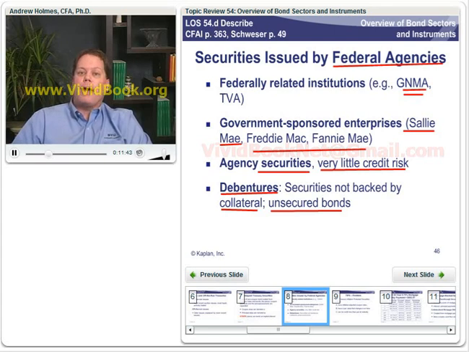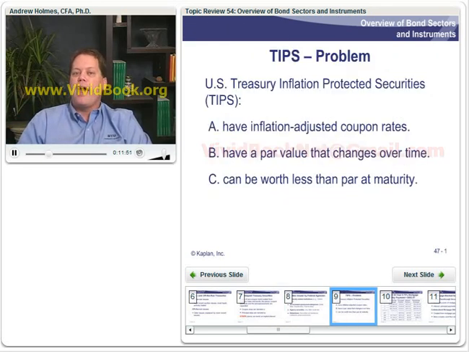Okay, what about a question here? So a TIPS problem. U.S. Treasury inflation protected securities, or TIPS: A, have inflation adjusted coupon rates. B, have a par value that changes over time. Or C, can be worth less than par value at maturity. Okay, they're actually protected from going down in value if we were to have deflation. Okay, but they have a par value that changes over time. It is not the coupon rates that change with TIPS. It is the par value. That's the big difference. Make sure you keep that in mind.